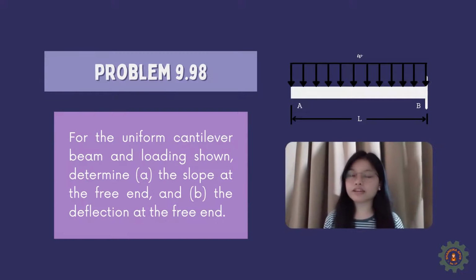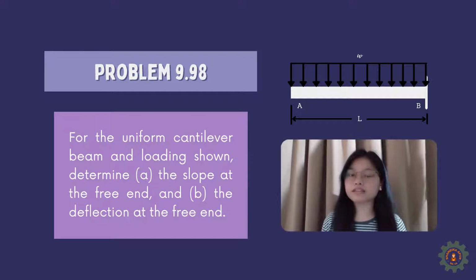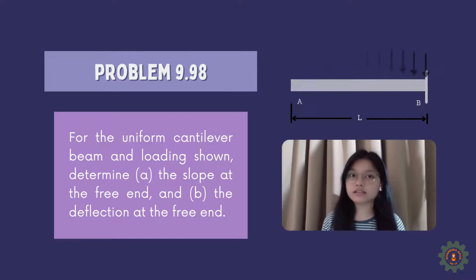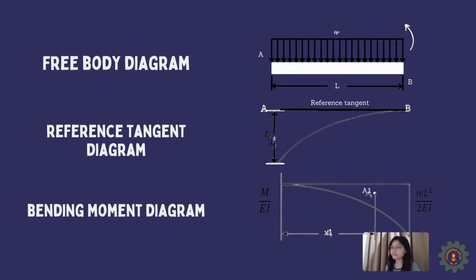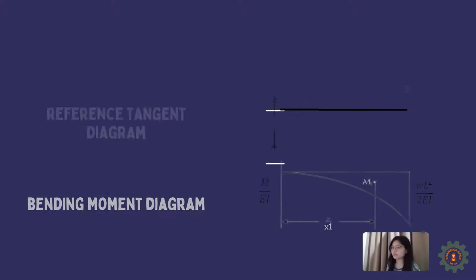Problem 9.98. For the uniform cantilever beam and loading shown, determine A, the slope at the free end, and B, the deflection at the free end. The first thing to do is to draw three diagrams: the free body diagram, the reference tangent diagram, and the bending moment diagram.